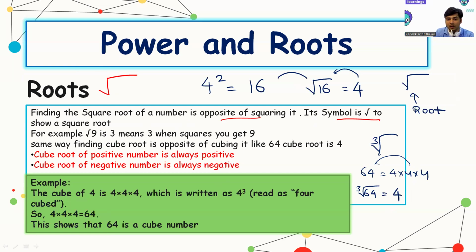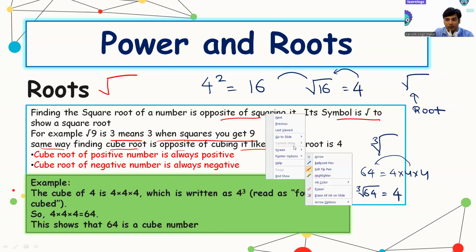For example, the square root of 9 is 3, which means 3 squared gives you 9. In the same way, finding the cube root is the opposite of cubing, like the cube root of 64 is 4. The cube root of a positive number is always positive. The cube root of a negative number is always negative. Now, how do we decide the sign?